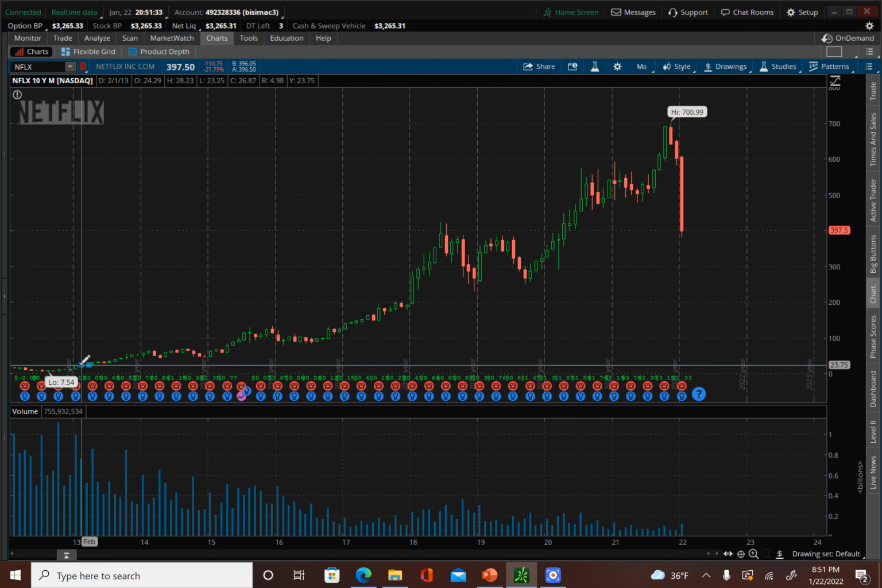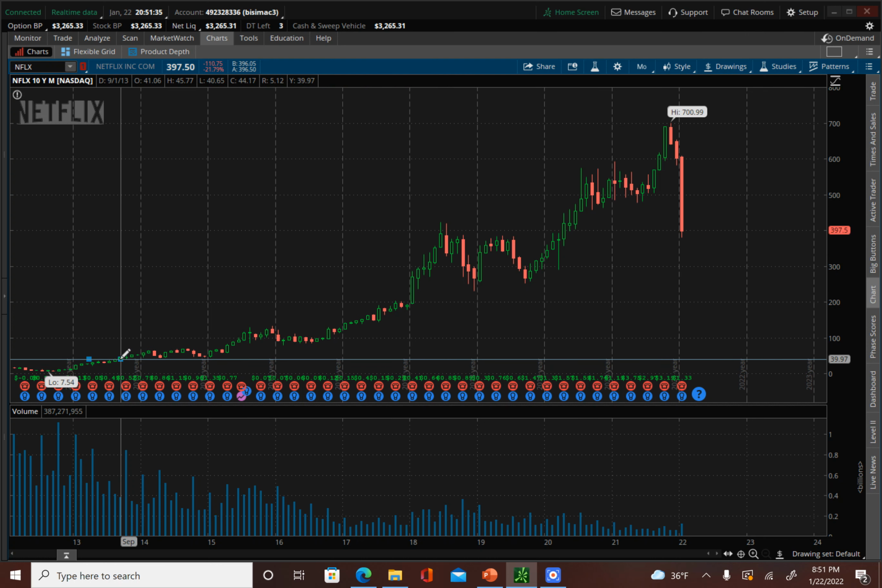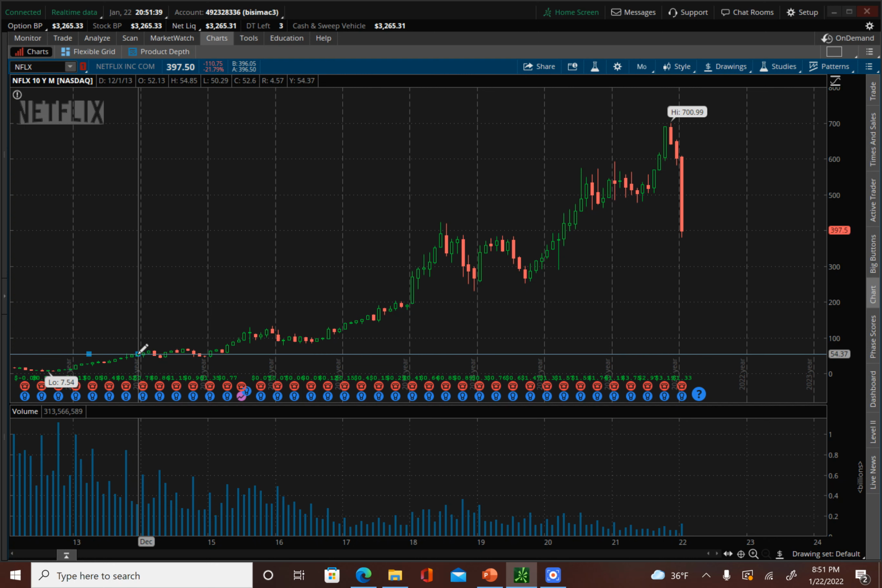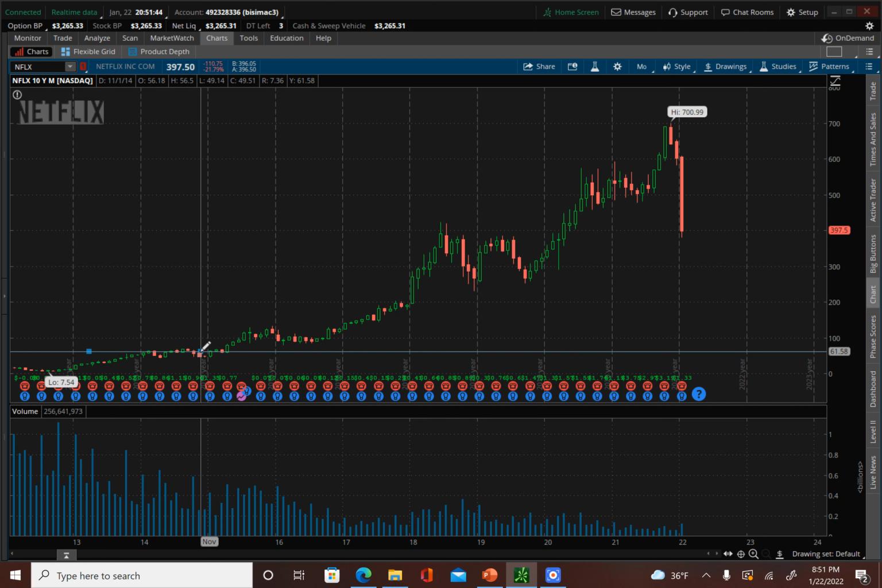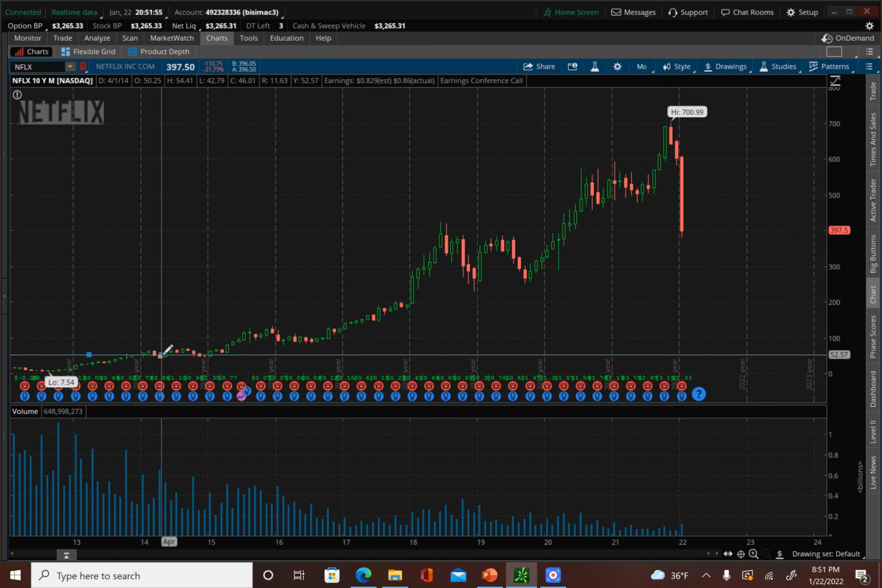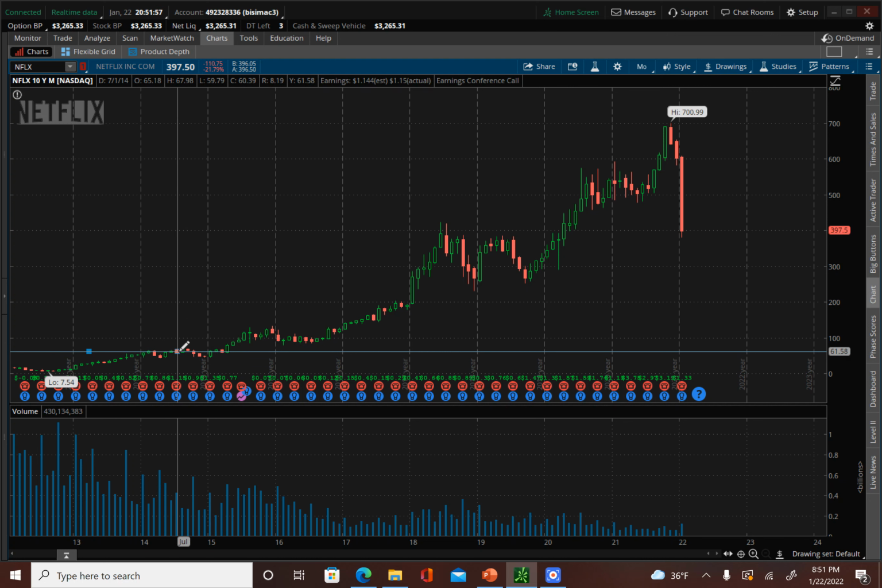Okay. Now I mentioned that even on the markup, even on the stage two of the cycle, you will have bases. Okay, and that's what we see right here. After we reach that top of that first leg of the markup, we get a base. And as I mentioned, bases can last a long time. This is basically a year of a base where it's trading in a range, kind of mostly sideways.